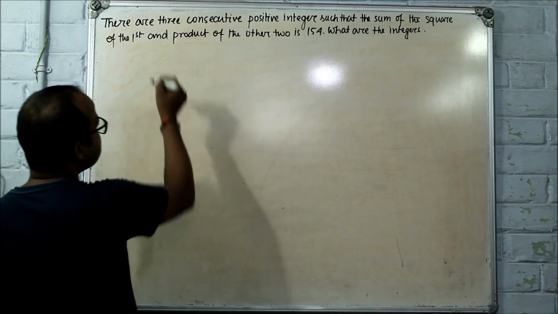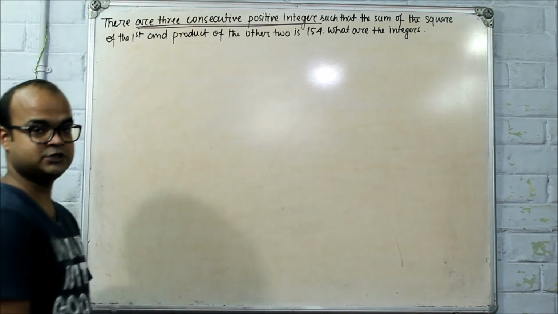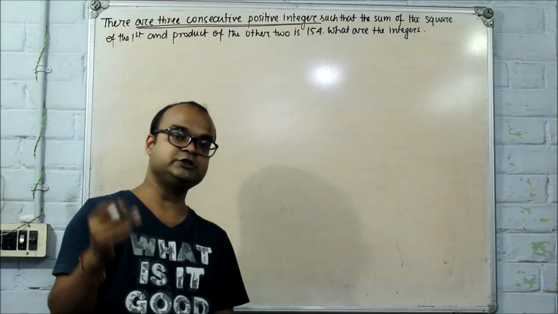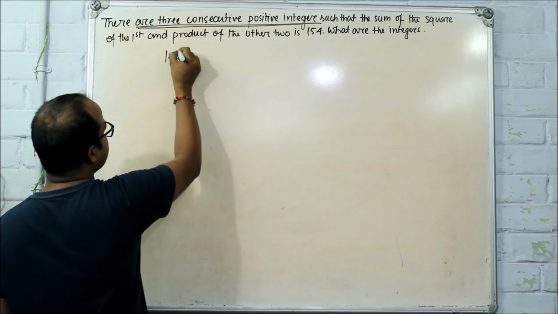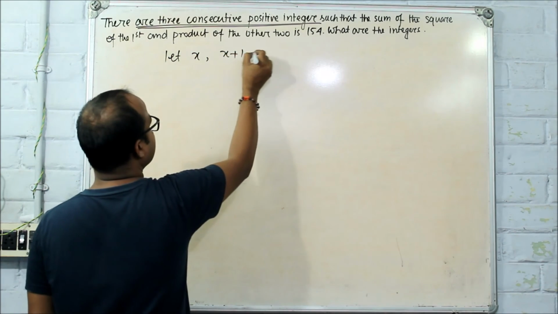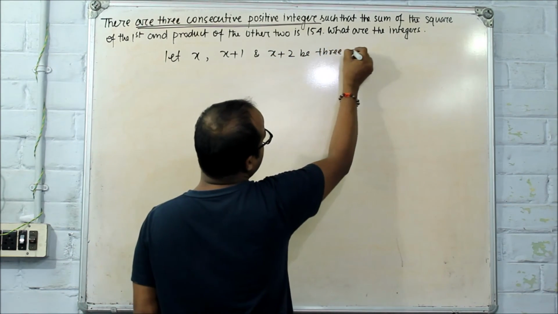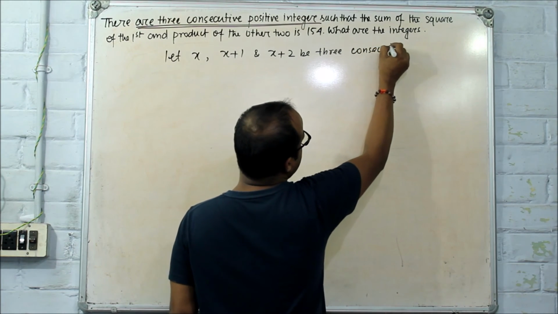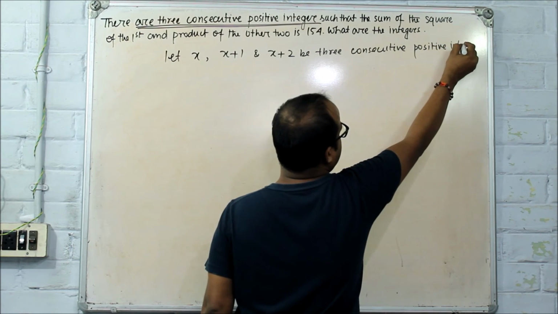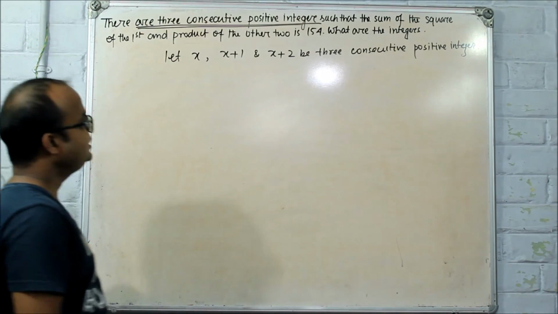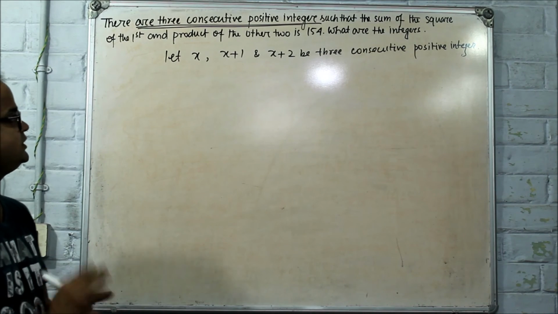Now let's discuss this problem. There are three consecutive positive integers. Consecutive positive integers are x, x plus 1 and x plus 2. So we consider let x, x plus 1 and x plus 2 be three consecutive positive integers.